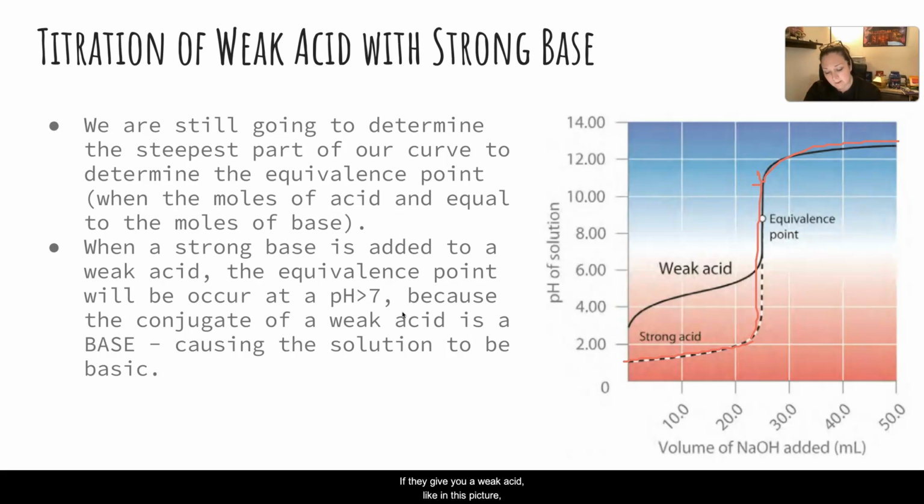Okay, if they give you a weak acid, like in this picture, they want to see the slope a little bit steeper for a very short amount of time, then it tapers off. So you're graphically showing that there's a buffer region. So it's like, oh, pH increase, and then it levels out. Why? Buffer region. Because the salt is there. It's the weak acid's salt.